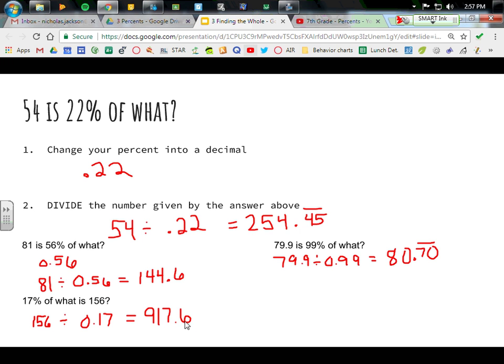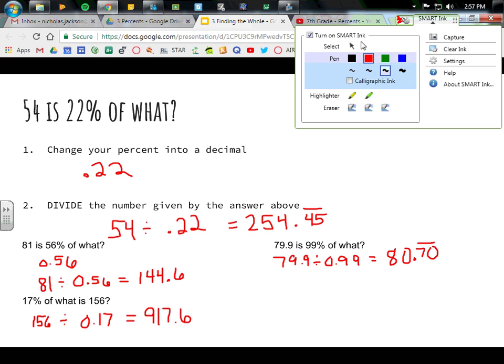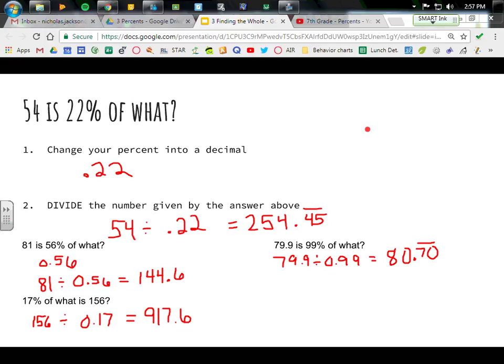Okay, this process is pretty painless, right? Especially if you remember to divide in the right order. That's really the only trick there is to this.